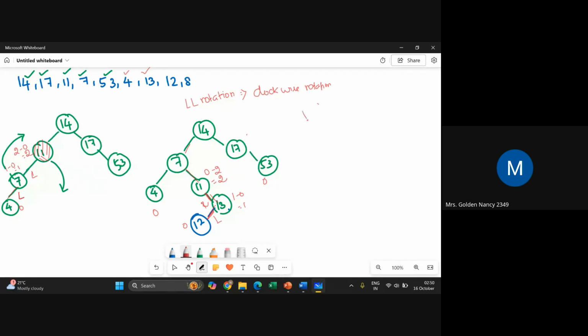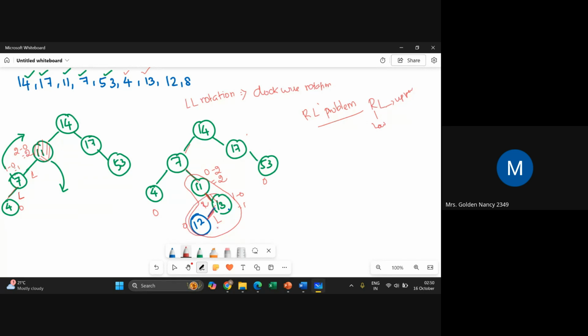Okay, so you got an RL problem. How do you have to rotate? You have to rotate RL wise: right side, lower part; right side, upper part, left side. So here you have a problem among these three nodes.